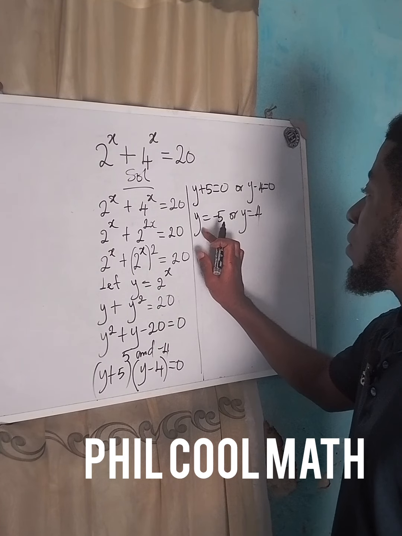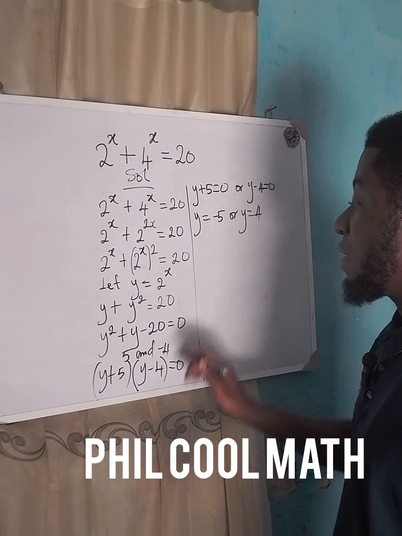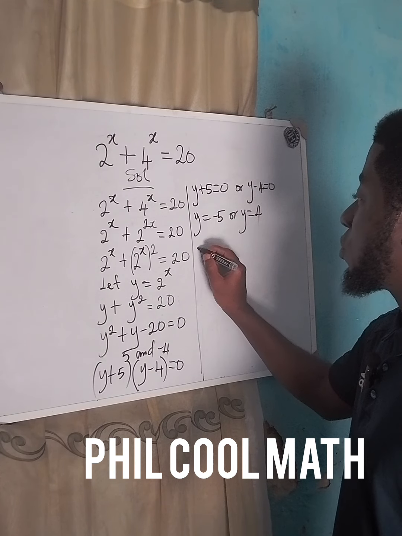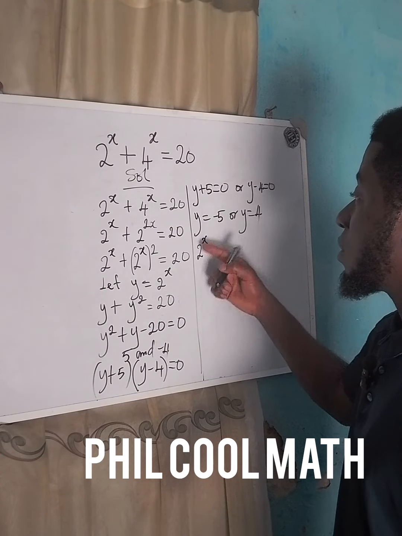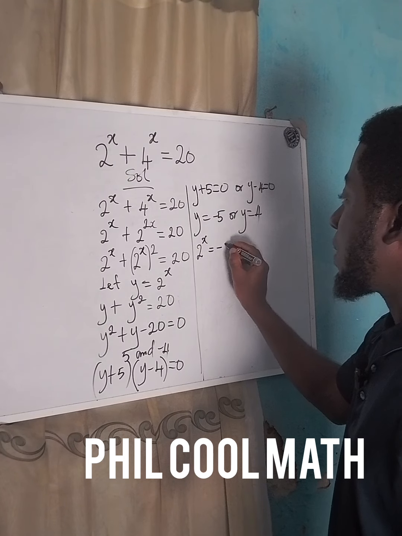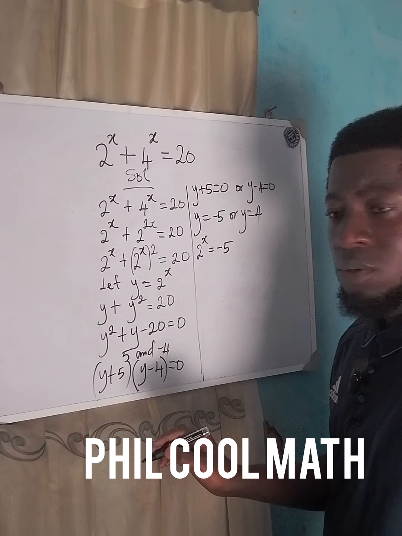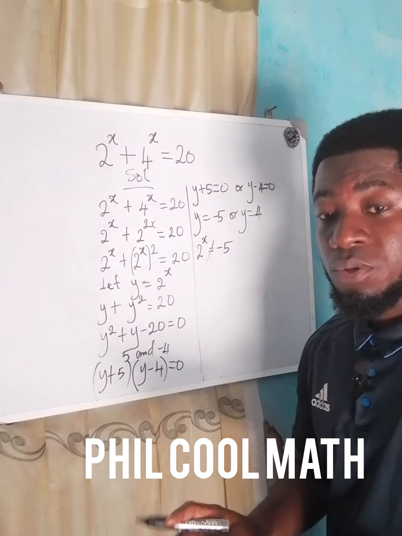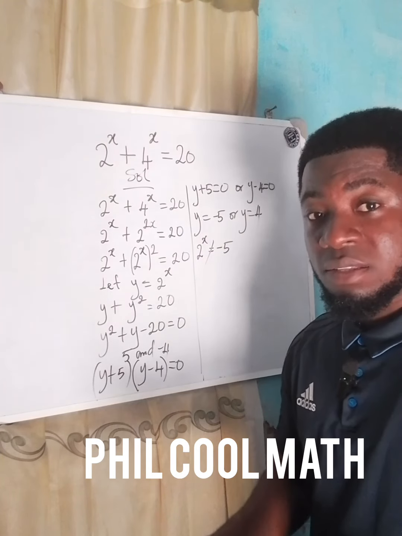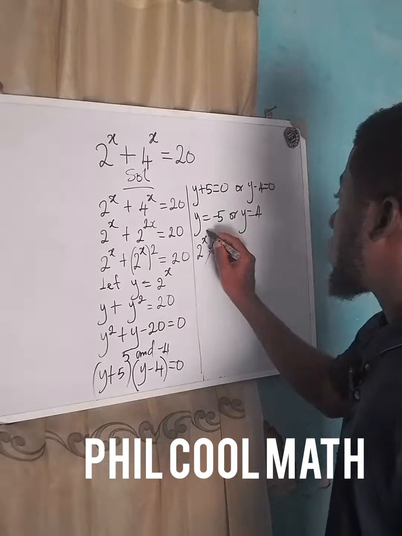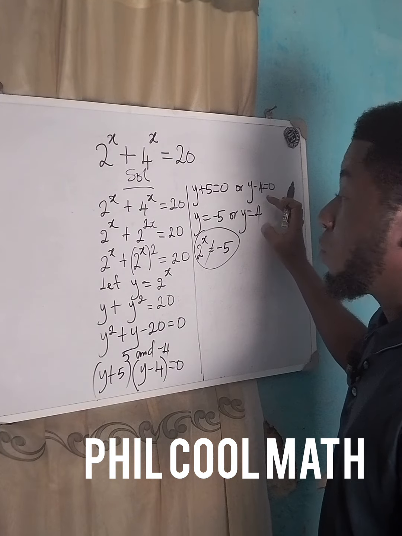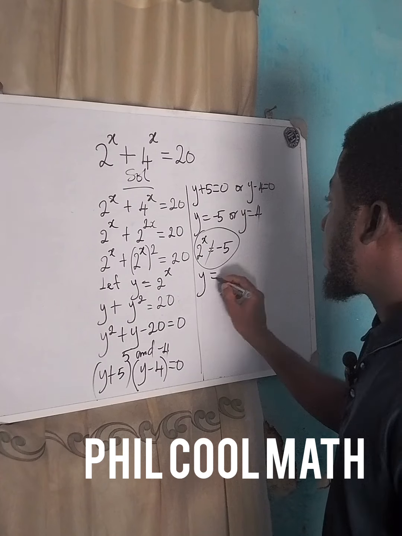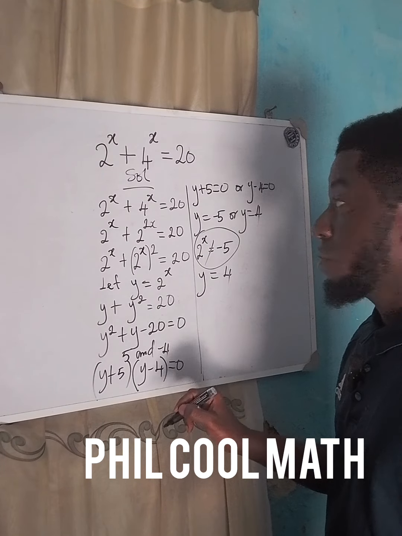Now, from here, y is equal to minus 5. But remember that y is 2 to the power of x. So if you put 2 to the power of x in place of this y, and then you get minus 5. Is that possible? You're never going to have minus 5. It will not be real. So it will lead you to a complex solution. So we are going to reject what we have here and work with the next value of y. So our y is equal to 4 from there.